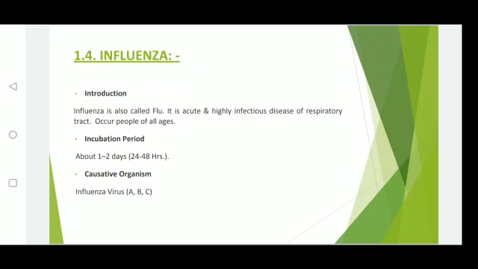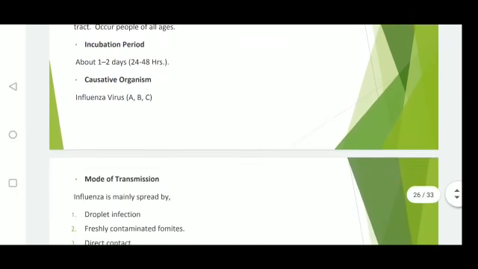It can take about 1 to 2 days or 24 to 48 hours. Then the causative organism is categorized as A, B, C: influenza virus A, influenza virus B, and influenza virus C. So these three types of virus can cause influenza or flu.